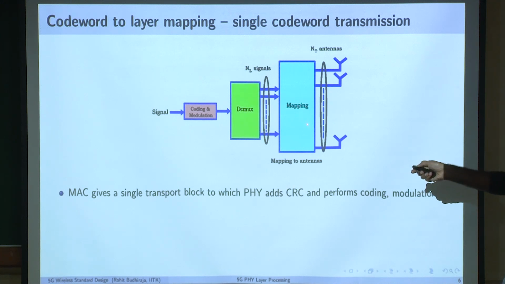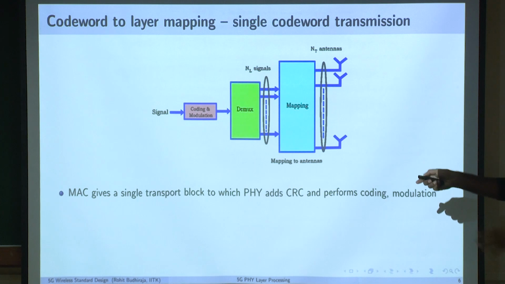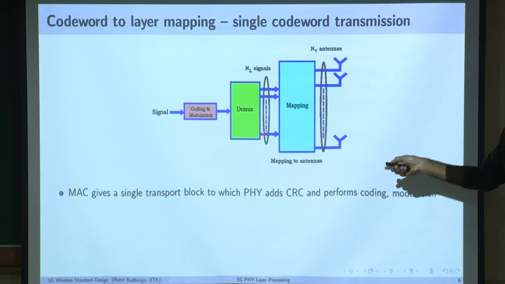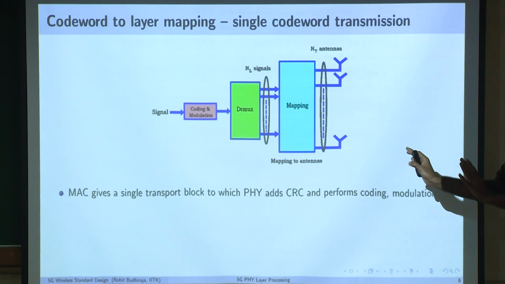Demultiplex, precode it and send it over different antennas. What is this? You are getting a single code word, single transport block. Now if NL is equal to 8, you can do this also. NL is equal to 4, anyway we are doing it. Isn't this same as what we are doing for NL is equal to 4? You get a single transport block, demultiplex and precode. That's what we are doing.